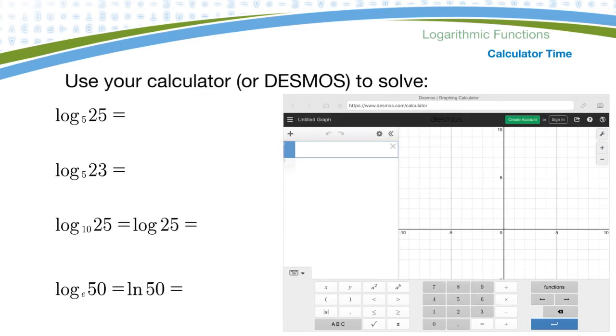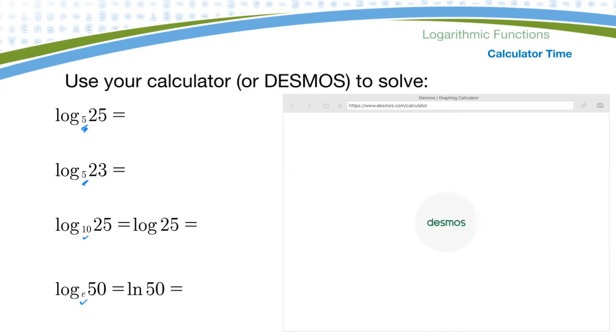Let's just try some of these on your calculator. Unfortunately, on your calculator, you don't have a base 5, but you do have a base 10, and you do have a base e. So why don't we start with those? Just on your calculator, hit the log button, and then 25, and you should get 1 point something or other. Let me try it on decimals here.